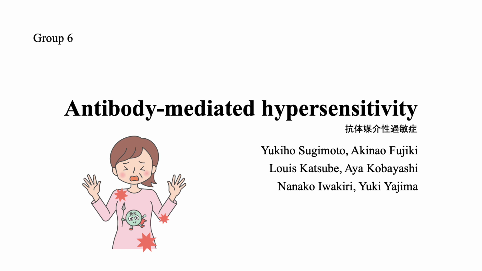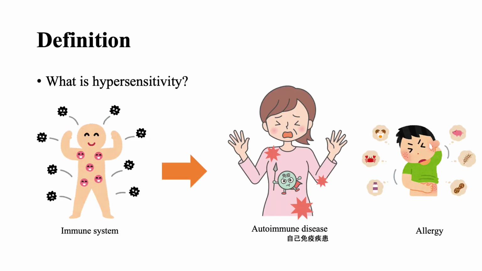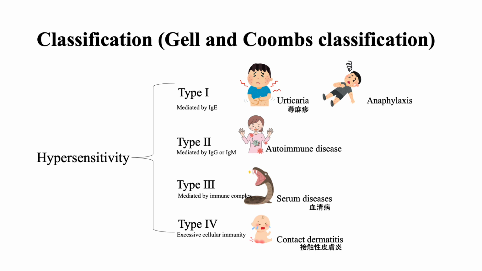Today, we will explain about antibody-mediated hypersensitivity. First, hypersensitivity refers to unwanted reactions triggered by the immune system. Allergy and autoimmune diseases are the most common examples. Hypersensitivity is then classified into four types, types 1 to 4.